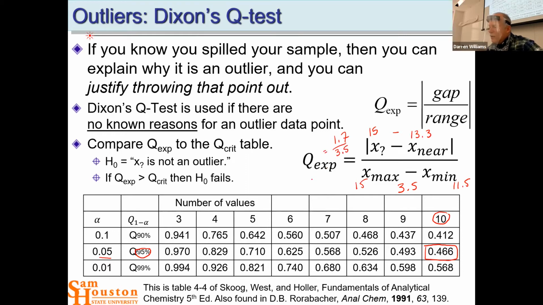0.486. All right, so we've got a Q experimental of 0.486, and look at our Q critical, 0.466. And so 0.486 is greater than 0.466. Then our null hypothesis fails. H0 fails. So we reject that this is not an outlier.